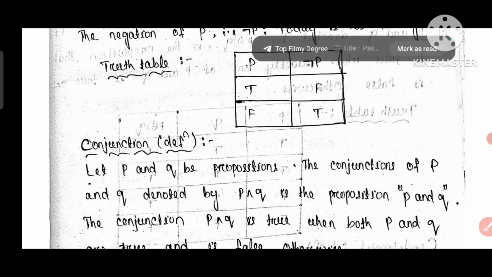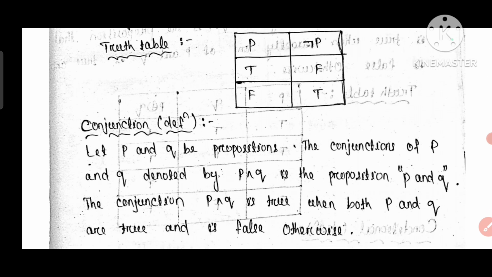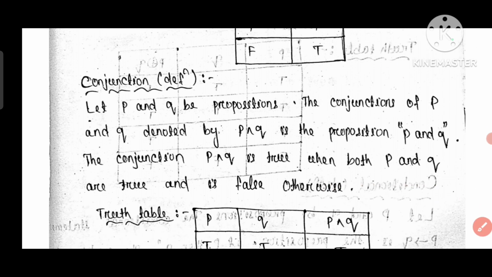Next, conjunction. Conjunction means that is the compound statement, like P and Q be two propositions. Suppose I take P and Q be propositions and the conjunction of P and Q is denoted by like this. This is the symbol of conjunction. Here this is the symbol of conjunction and it is denoted as P and Q. That means here and is the conjunction. That means for a compound statement this is the connector. Here and is the connector.